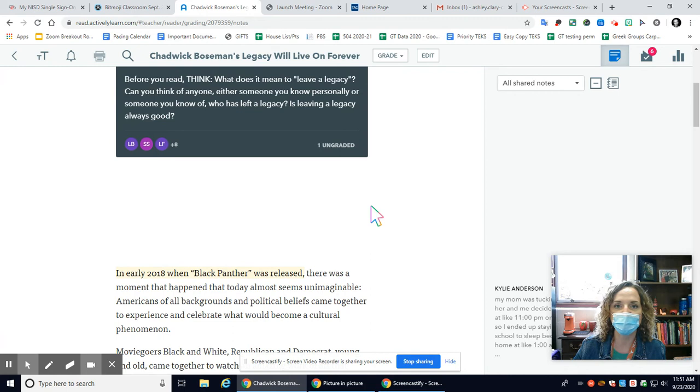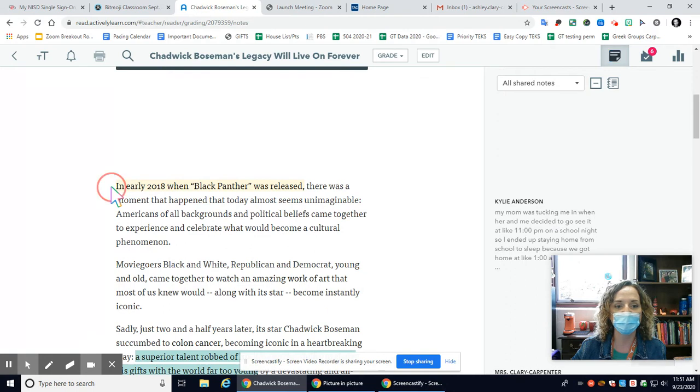We looked at it as readers the last time we read it. We talked about what the author's purpose was and what we got from it. What it means to leave a legacy. But now I want you to look at it as a writer. Think to lessons that we've had in the past about ways that writers open up stories. And take a look at how this one is opened up.